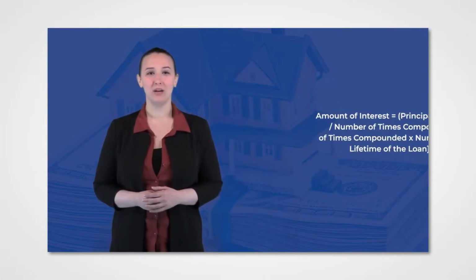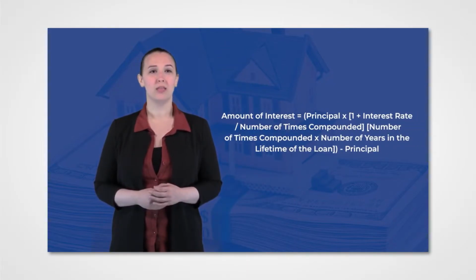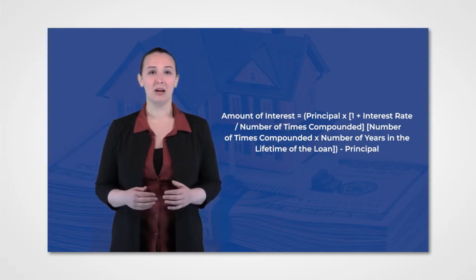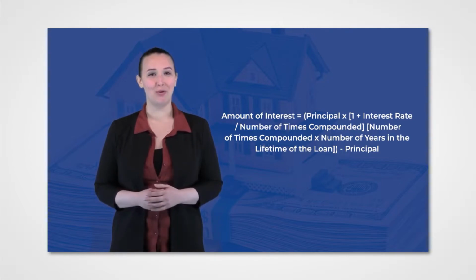So what happens when the interest is compounded over several years? To solve this, we add a couple more pieces to our formula. Amount of interest equals the principal multiplied by 1 plus the interest rate divided by the number of times compounded to the power of number of times compounded multiplied by the number of years in the lifetime of the loan minus the principal.